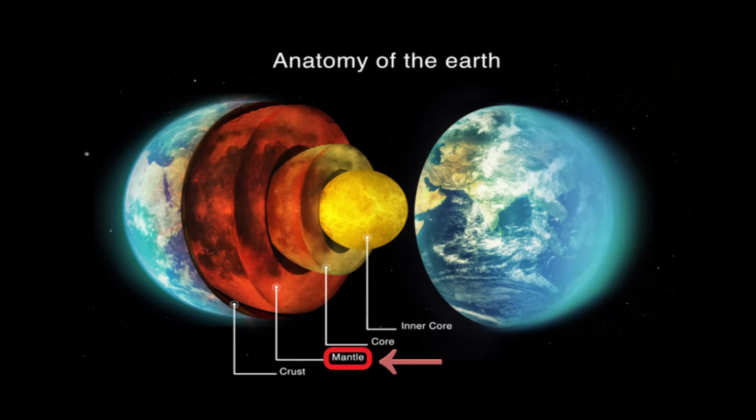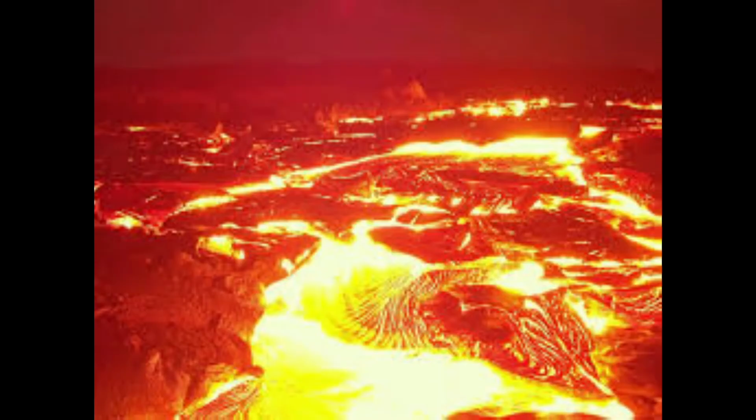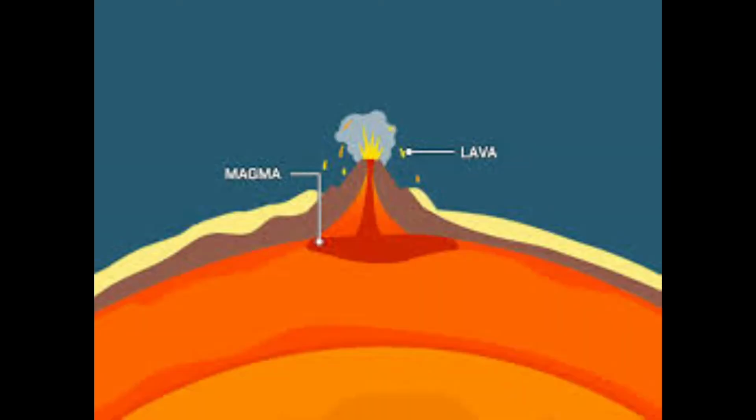Next up is the mantle. The mantle contains magma. Lots and lots of magma. Some people accidentally call it lava, but lava is magma shooting out at the top of a volcano. Magma is underneath a volcano.